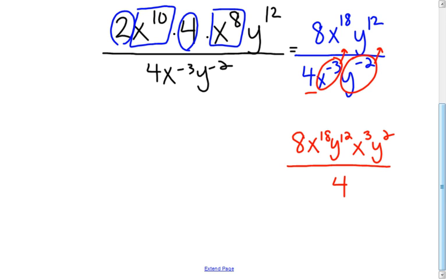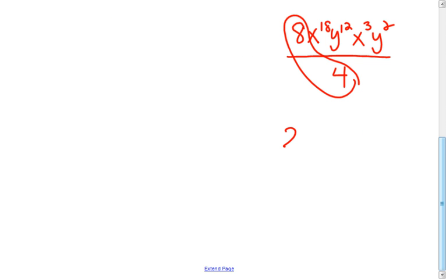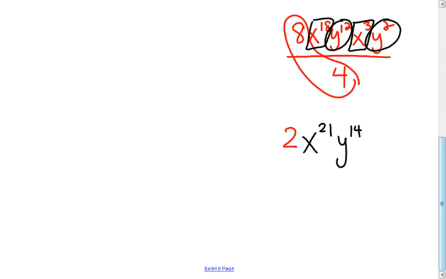I'm almost there. Now I'm going to reduce 8 over 4. I will think of that as a fraction, 8 over 4. And 8 over 4 we know reduces to 2. Then I need to think about adding my exponents on x to the 18th and x to the 3rd. So that becomes x to the 21st. And then y to the 12th and y squared, which becomes y to the 14th.